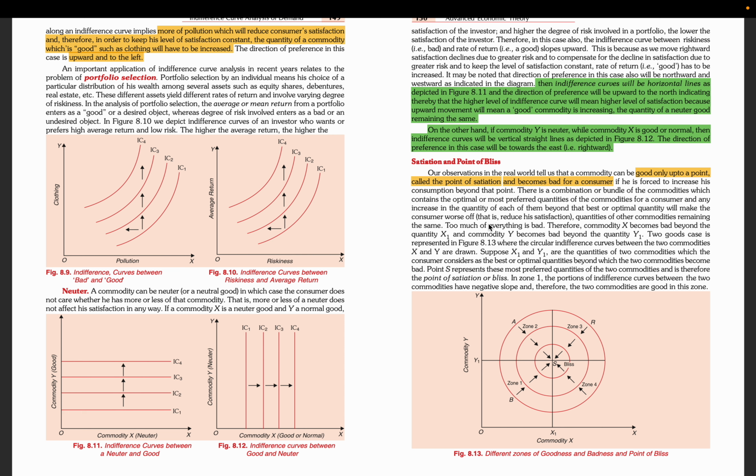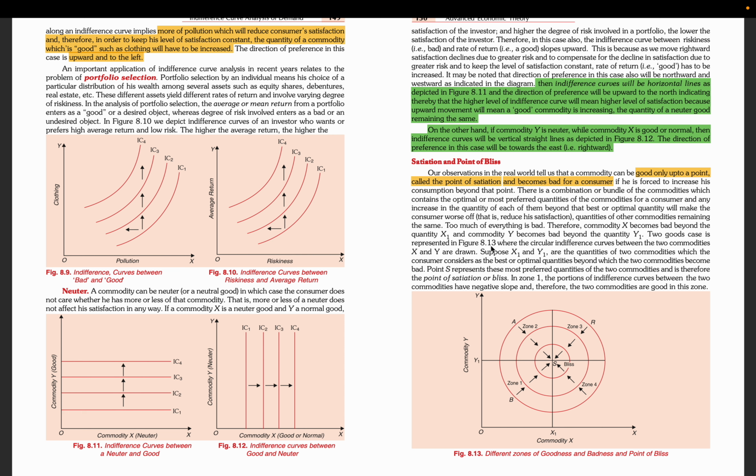Quantities of other commodities remain the same. Now we're assuming that the quantities of other commodities are remaining the same. Too much of everything is bad. Therefore, commodity X becomes bad beyond the quantity X1, and commodity Y becomes bad beyond the quantity Y1. So this is your bliss point or your point of satiation.